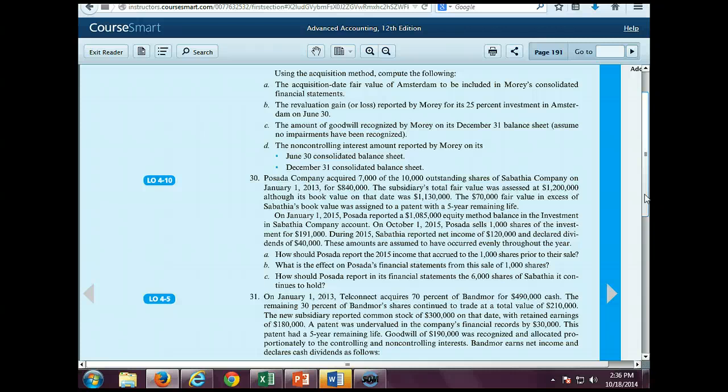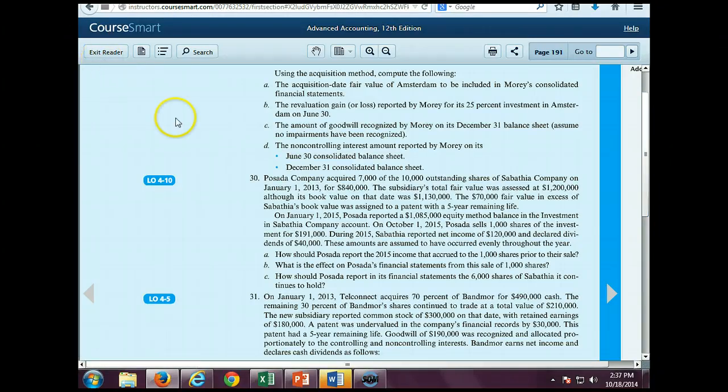Posada Company acquired 7,000 of the 10,000 outstanding shares of Sabetha Company on January 1st, 2013 for $840,000. The subsidiary's total fair value was assessed at $1.2 million, although its book value was $1,130,000. The $70,000 fair value in excess of Sabetha's book value was assigned to a patent with a 5-year remaining life.